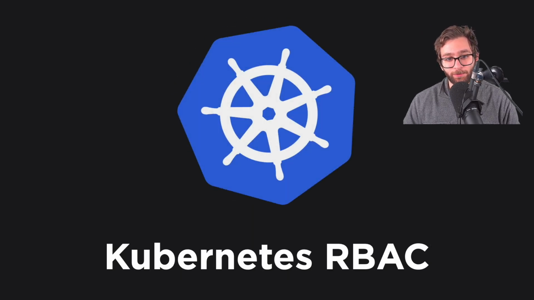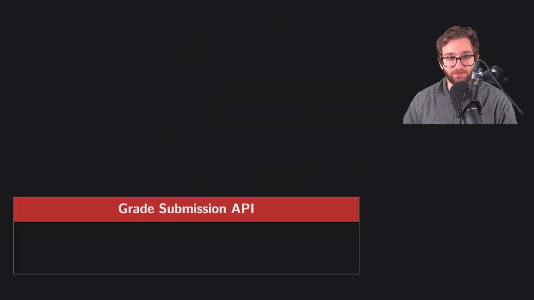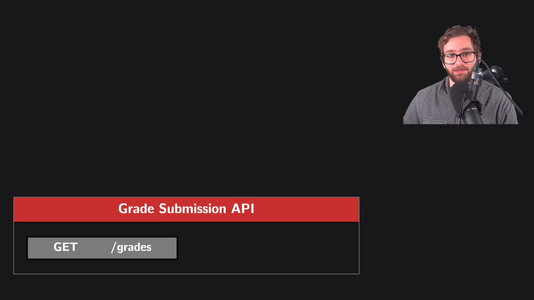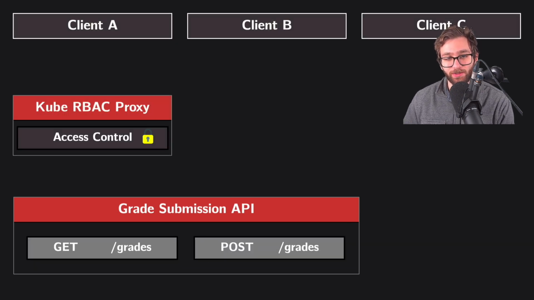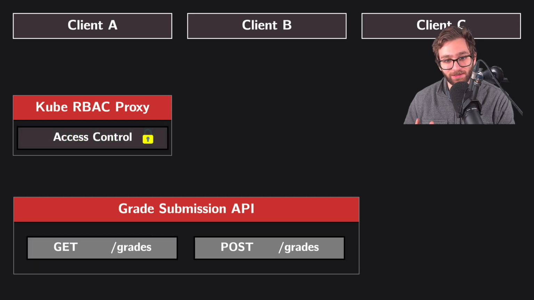In this video, you will master Kubernetes role-based access control. Given a grade submission API exposing GET and POST endpoints, we're going to implement access control to ensure that only authorized clients can actually access these resources.